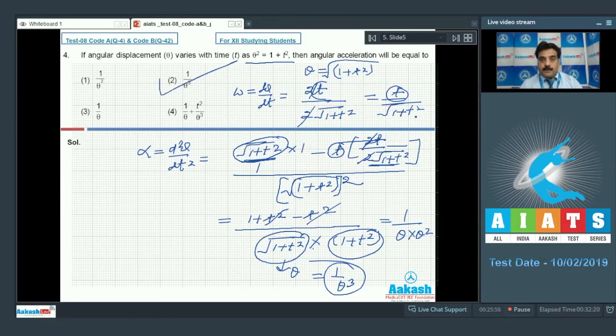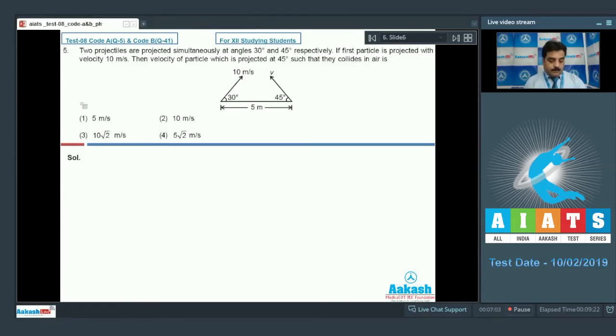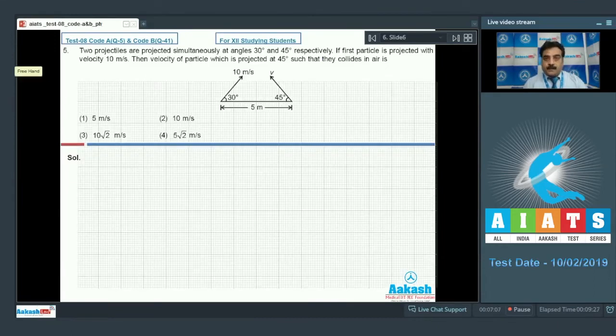So let's move on to question number 5. In question number 5, two projectiles are projected simultaneously at angles 30 and 45 degrees respectively. If the first particle is projected with velocity 10 meter per second, then what is the velocity of the particle which is projected at 45 degrees such that they collide in air? So in this type of question, you will concentrate only on the vertical component of velocity. I mean to say the vertical velocity must be equal for collision. So this is the main line.